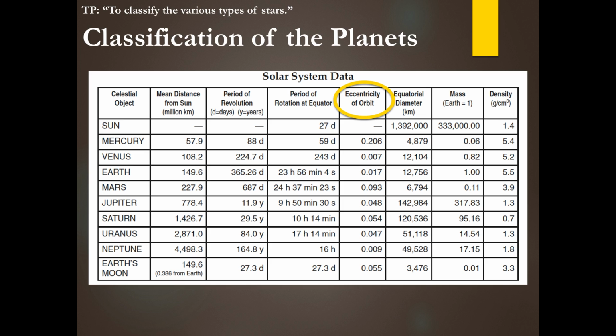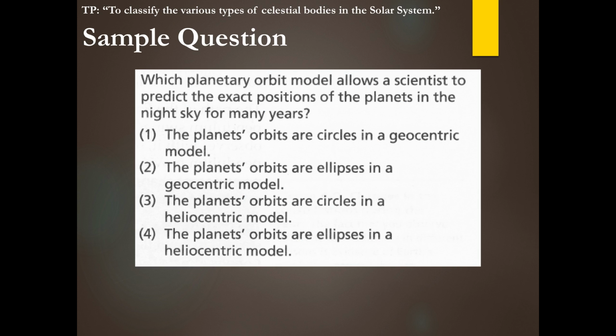Next thing we need to do is look at the eccentricity of the orbit, and we notice that every planet has an eccentricity. If the orbits all had 0 for eccentricity, that means every planet has a circular orbit. Round, that's it, bottom line. Since we have eccentricities, every planet travels in ellipses. Going back to the question, it's either going to be 3 or 4. It would be choice 3 if the orbits had eccentricities of 0, all the way up and down the board. But they don't. They have numbers. Based on that, the planets are ellipses, and the best answer would be choice 4. The planets' orbits are ellipses in a heliocentric model.